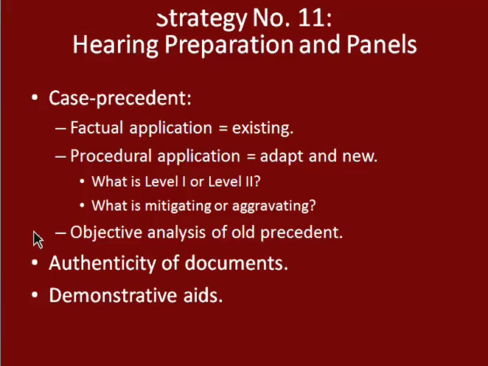And what we are using most recently is demonstrative aids. If you feel that an issue is complex or you just really want to hammer home some basic elements of your case, create a demonstrative aid. In a recent case, we created a table where we had the list of allegations, our client's position, and we just listed in very brief terms all the evidence supporting our client's position. And the committee used that in its deliberations.